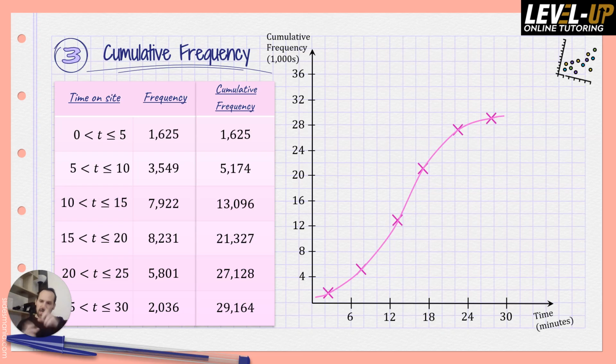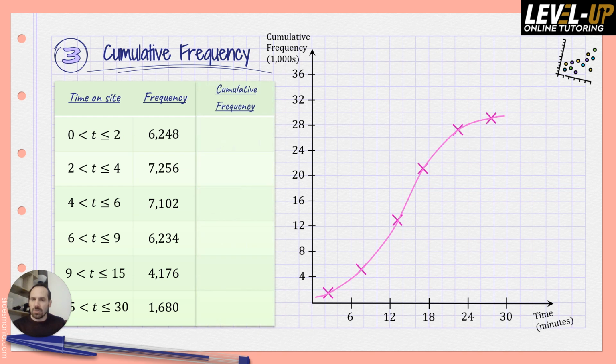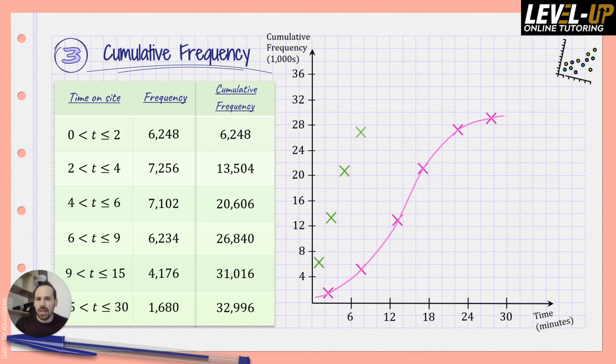So now let's do the same thing for the other data set, the first data set that we had. We're going to calculate the cumulative frequency again. So we get 6,248 first. We add the 7,256, add the 7,102, and so on and so forth. Then we plot these points, being mindful that the midpoints, you might notice, are not evenly spaced horizontally like with the pink ones.